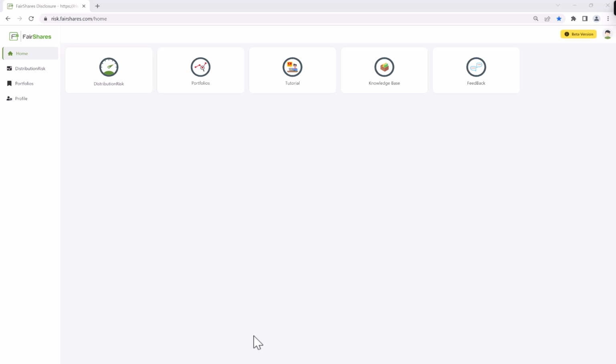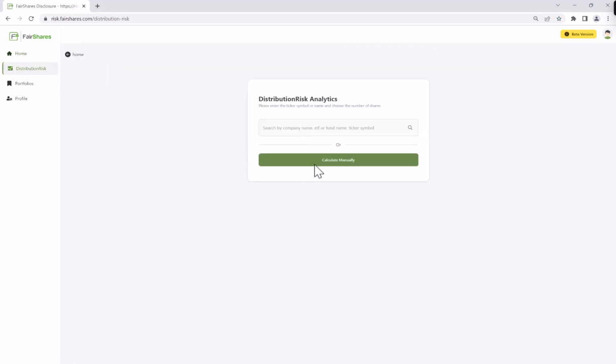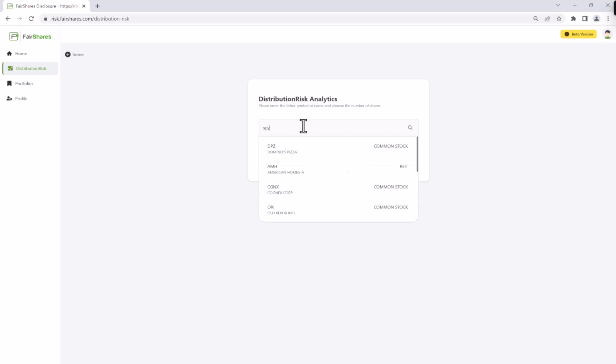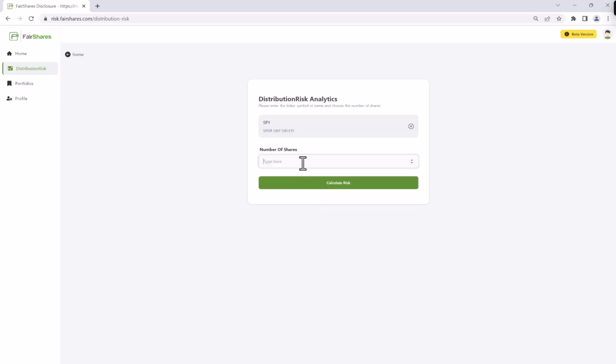So, what we're going to do right now is a small hypothetical case study for distribution risk as it relates to buyers. Let's pretend that I am a financial advisor and I'm going to buy 20,000 shares of SPY for my clients. Select SPY.